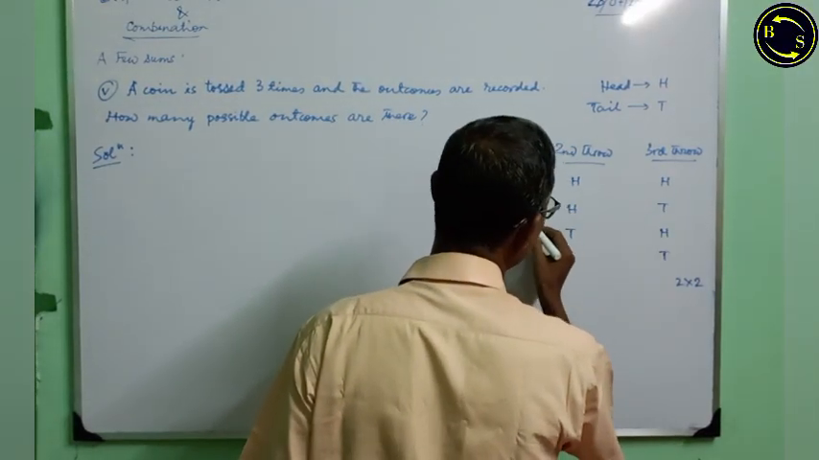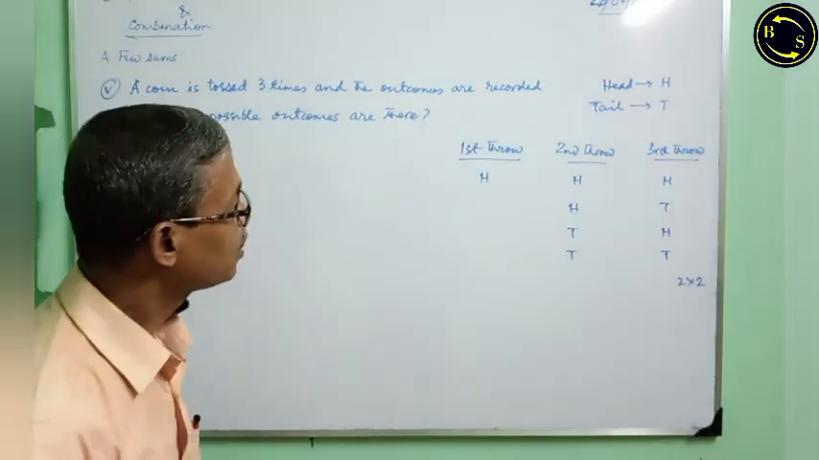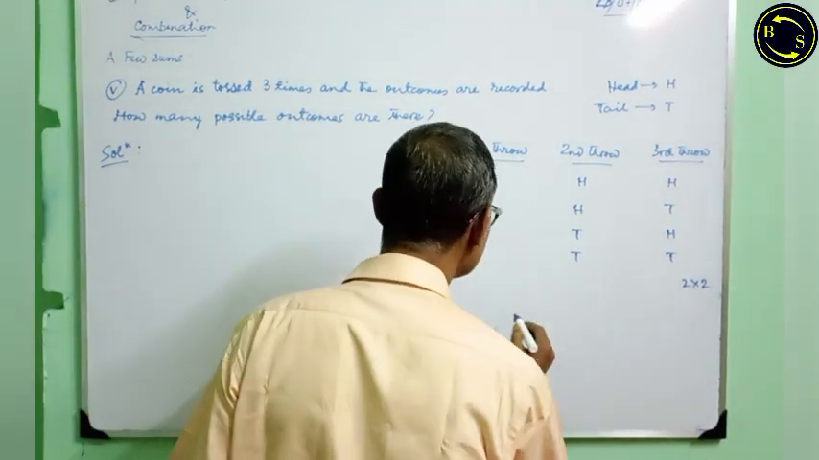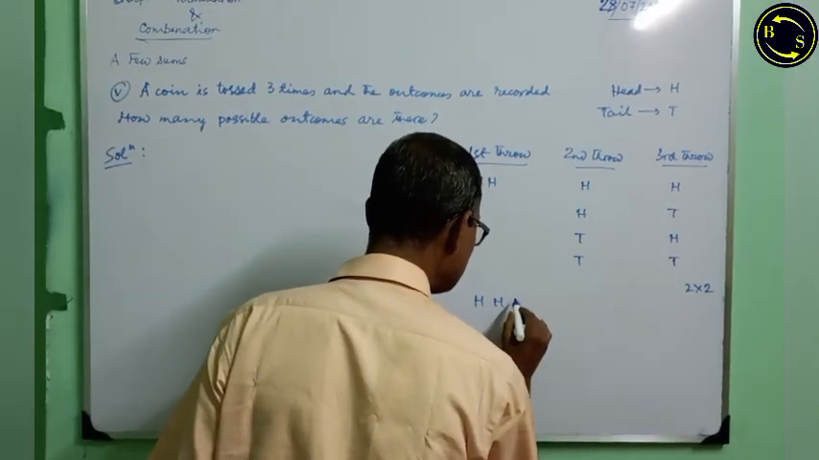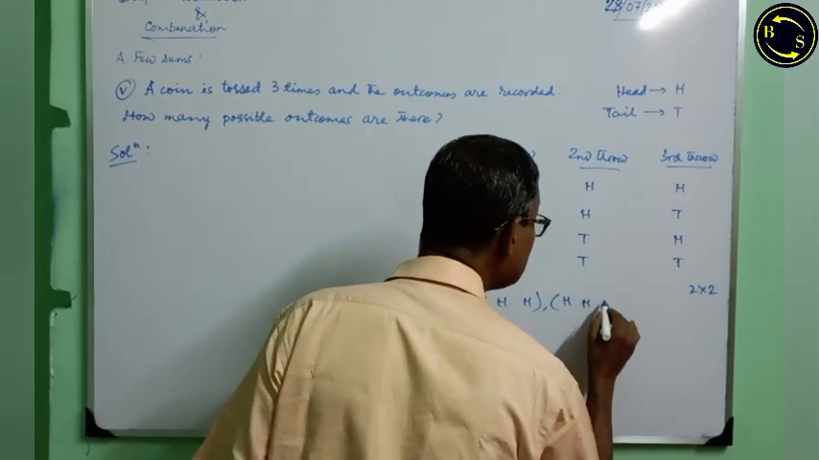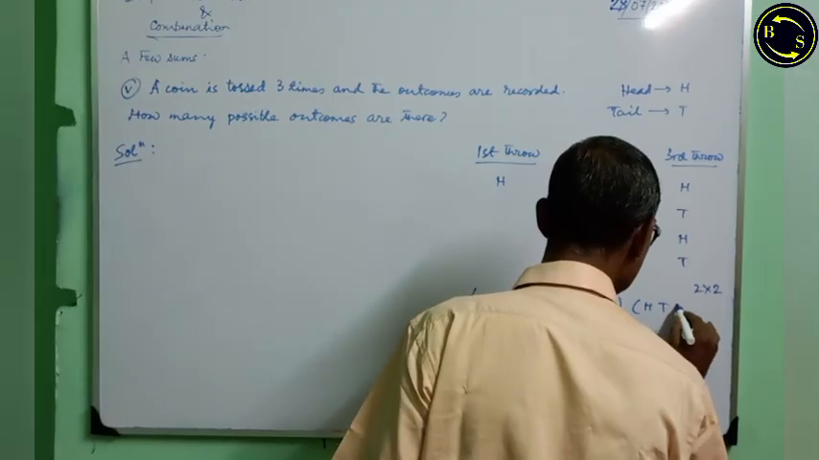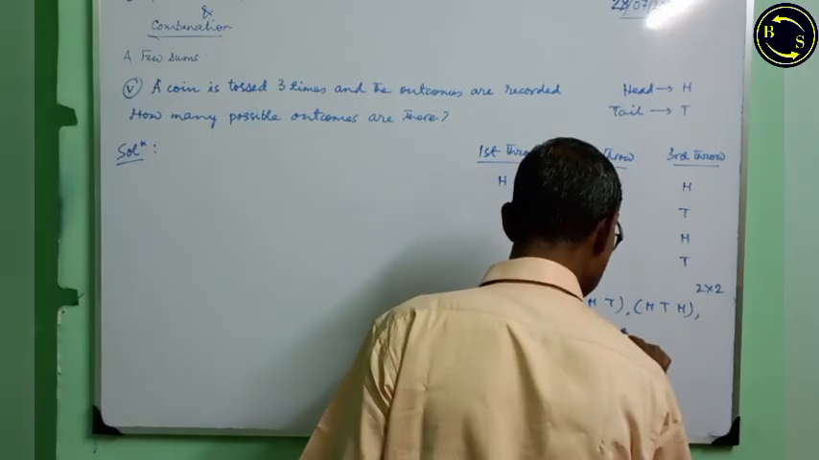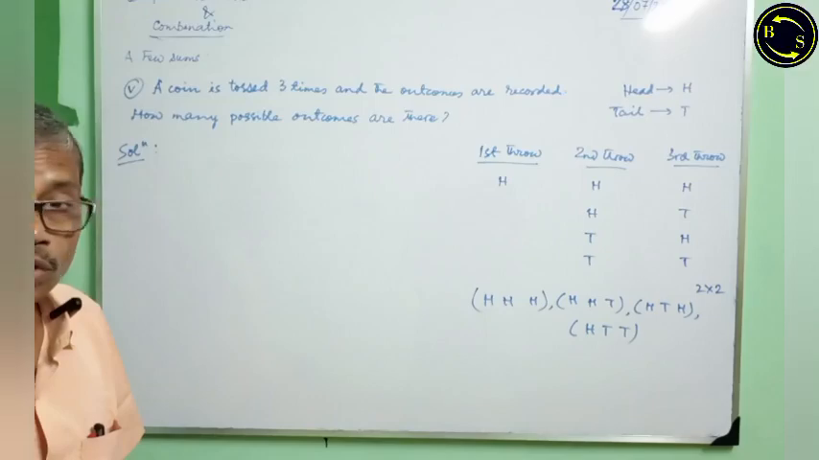1, 2, 3, 4, corresponding to head in the first row. Total outcomes we can record like this: H, H, H, H, H, T, H, T, H, H, T, T. That means total outcomes 4.